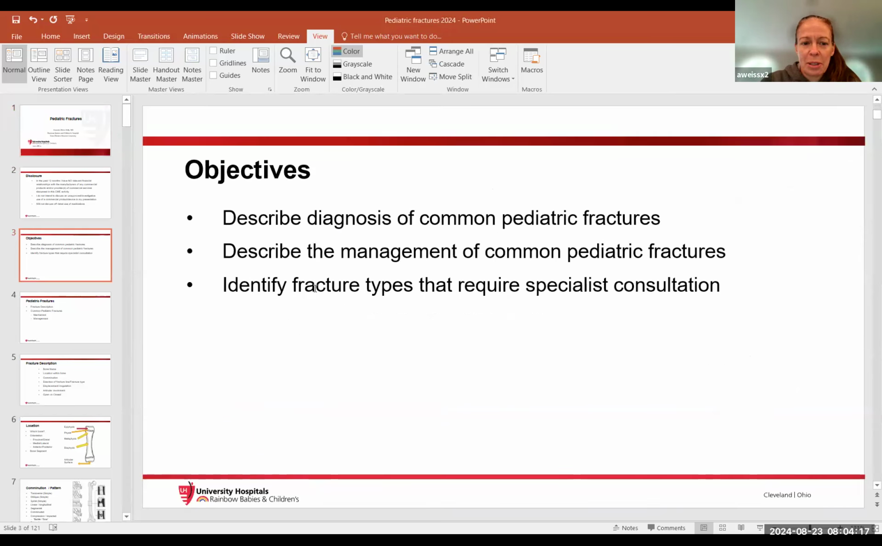No disclosures. We're going to go through the diagnosis, how to describe it, especially if you're trying to describe it to someone else on the phone.